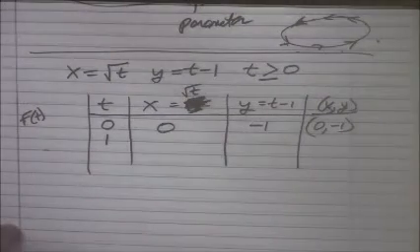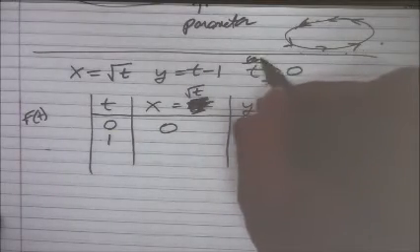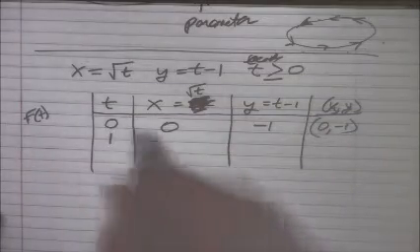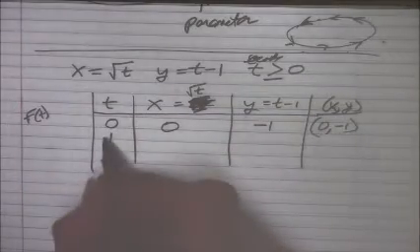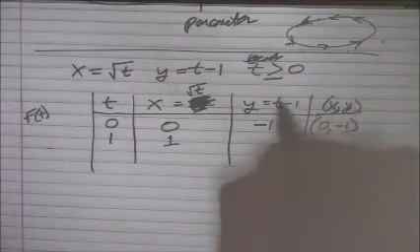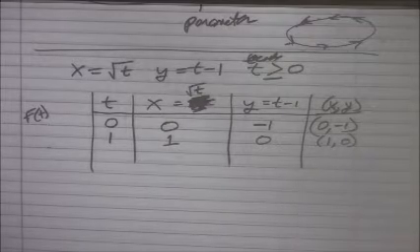Now let's put in 1 second. We'll do this based on seconds. So this is the movement along this graph, where at 0 seconds, you're at this point. At 1 second, put a 1 here, square root of 1 is 1. Put a 1 here, and we're at 0. So now we're at the point 1 and 0.